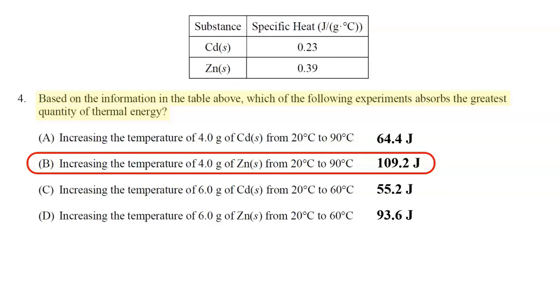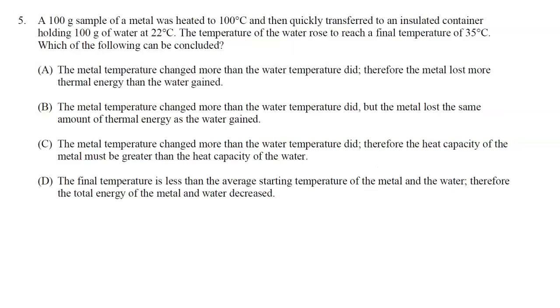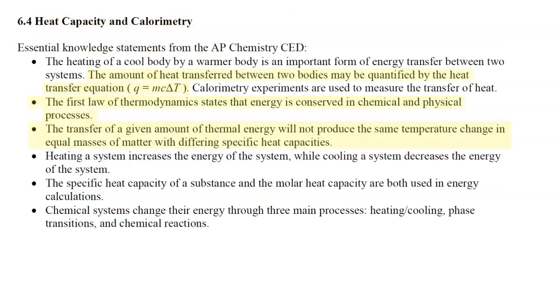Now let's take a look at question 5. In question 5, it says a 100-gram sample of a metal was heated to 100 degrees Celsius and then quickly transferred to an insulated container holding 100 grams of water at 22 degrees Celsius. The temperature of the water rose to reach a final temperature of 35 degrees Celsius. Which of the following can be concluded? Just like question 4 in this packet, question 5 falls under topic 6.4, heat capacity and calorimetry.